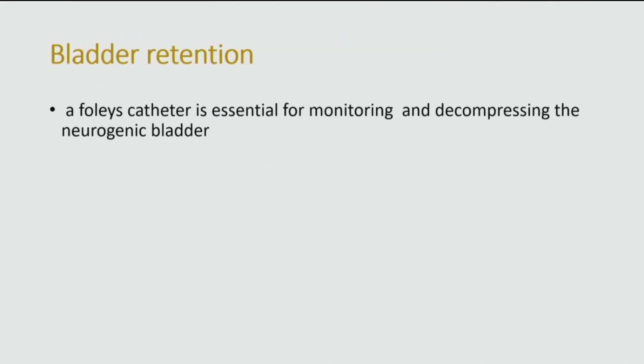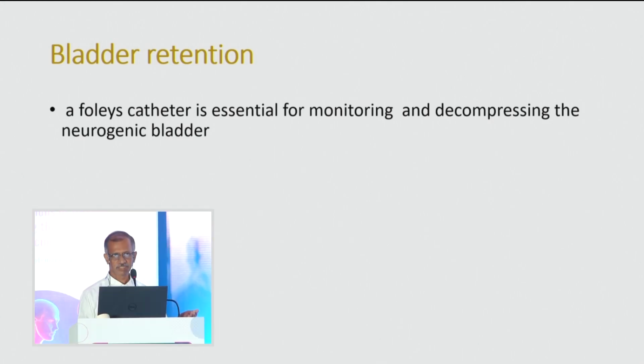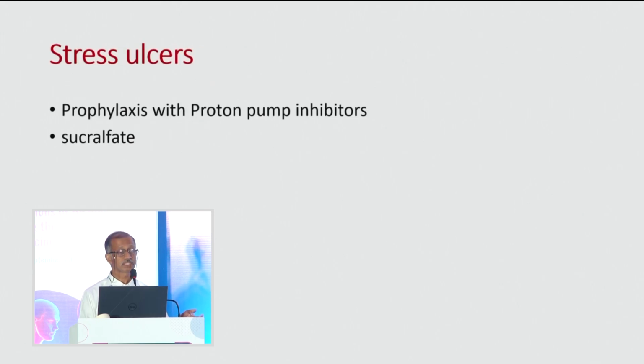So bladder retention: Foley's catheter, you all know, is essential for monitoring and decompressing the neurogenic bladder, and also to monitor the shock and the hypotension phase. Stress ulcers: you must give prophylaxis with proton pump inhibitors and sucralfate.